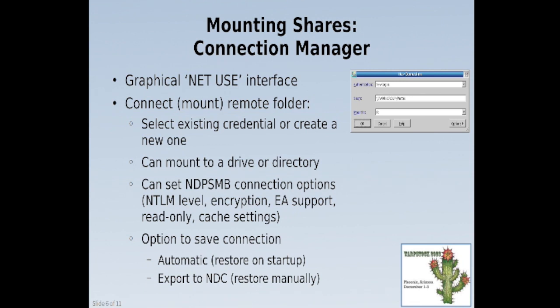So for each connection, you can also specify options which will be passed to the NDP SMB plugin. It's the NetDrive Samba plugin for those who are keeping score. The plugin offers a few options like NTLM level, encryption support, extended attribute support, cache settings, and whether or not to make the connection read-only. And finally, there's a checkbox under the options panel, which I'll show you in a moment, which lets you automatically save the connection. So let's take a look at that.